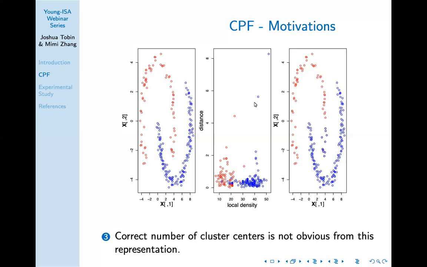So what you would want is maybe an actual rule which you can use to assess whether a point should be a center or should not be a center. So we have three main issues with the DPC framework: two density-based and one more philosophical, about the actual structure of the approach.